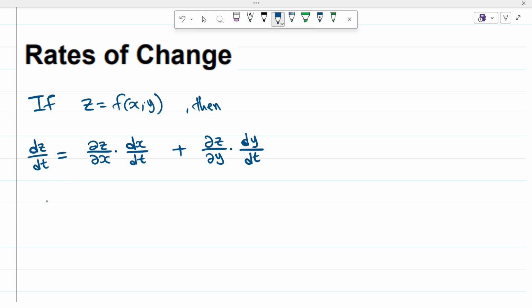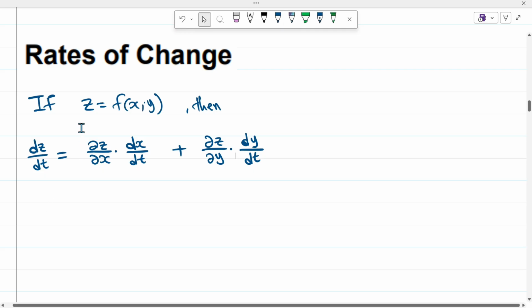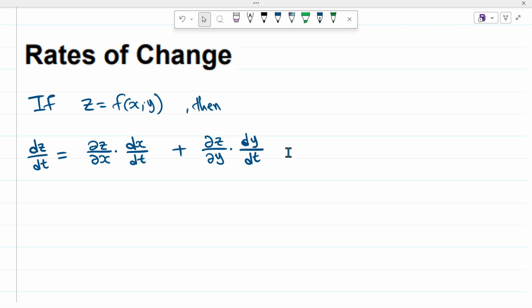And then from here we are going to just substitute. So you'll be given a certain equation. It could be z as a function of x and y. Then the rate of change in z is going to be given by this formula, and then you just substitute. So how will you know that you are now calculating rate of change?